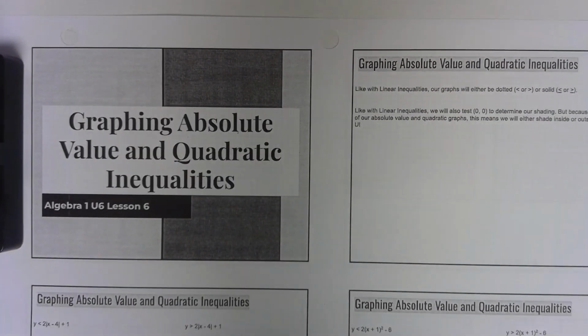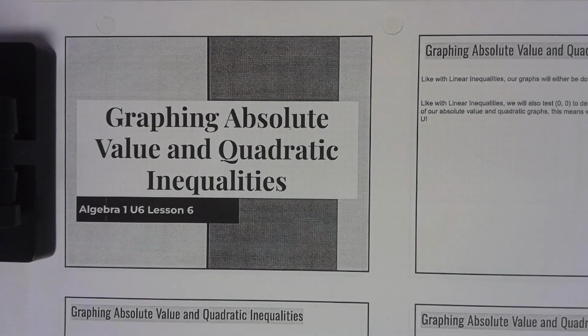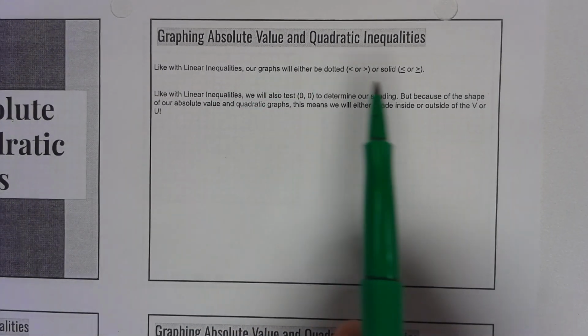Today we are going to graph absolute value and quadratic inequalities. So we're just graphing absolute value functions and quadratic functions. And then what's different with the inequality part is the shading. Okay, and then also keeping in mind when we want a dashed line or a solid line. So similar ideas to what we learned yesterday.